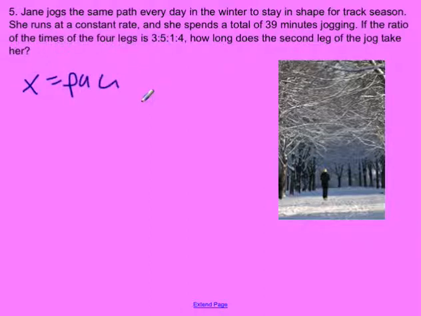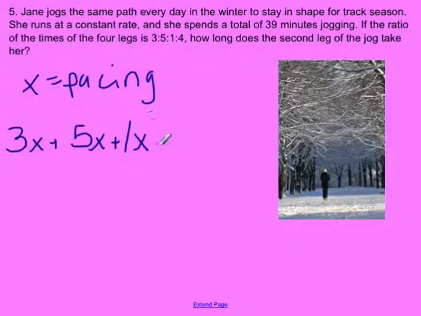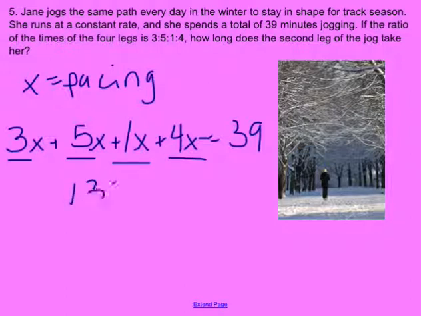Okay, so for the first leg, it's going to be x times a multiplier of 3. For the second leg, it's 5. Or it's our pacing times the multiple of 5. For our third one, it's just the x, because you could write 1x if you wanted to. And then the last is a multiple of 4. Now, all of that needs to add up to be 39 total minutes spent jogging. So now we're going to go ahead and calculate this out for x. So 3 plus 5 plus 1 plus 4, well, that's going to give us 13. So I get 13x is equal to 39.